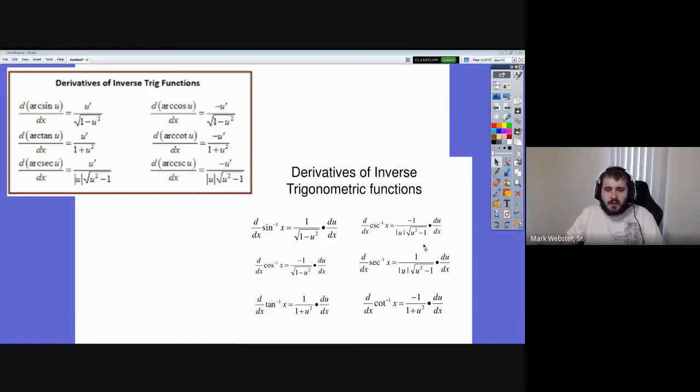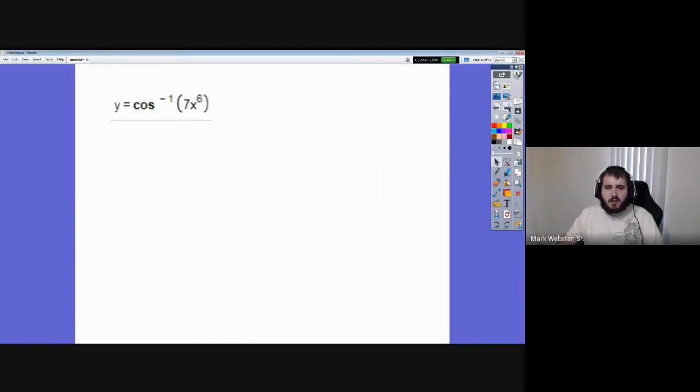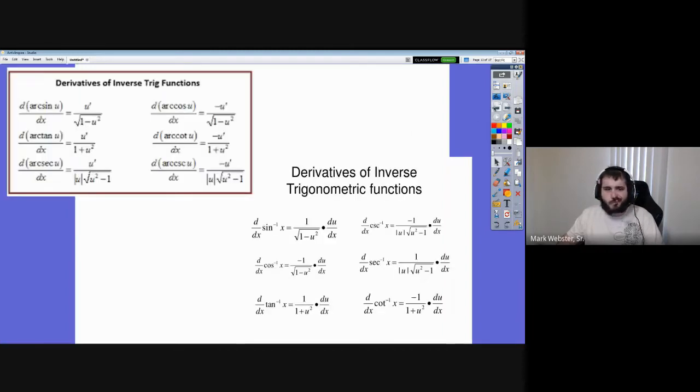All right, so let's go over some problems, and we're just going to work through this. I've got a whole bunch of examples. If you look, we're trying to figure out the derivative of arc cosine. So let's go back. The derivative of arc cosine is negative 1 over the square root of 1 minus u squared times the derivative of u. So let me write that down over here.